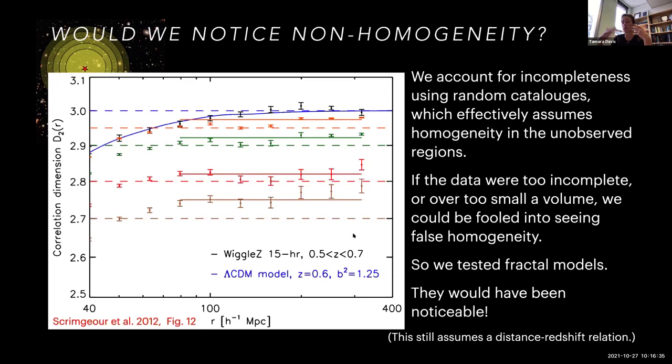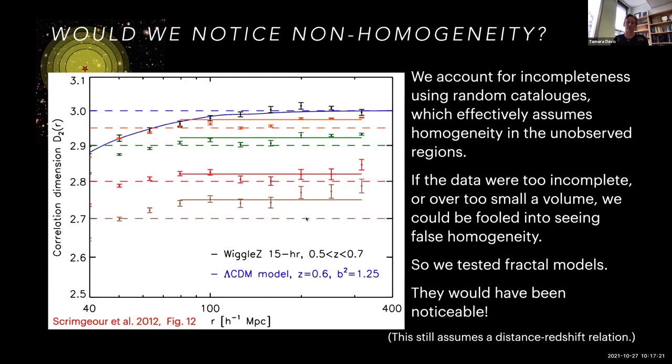So Morag did a bunch of simulations where we put fractal models in, put the same selection function on as our WiggleZ galaxies, and tested what correlation dimension we would recover. She made fractal models with different input correlation dimensions, where those are the horizontal dashed lines here, and the recovered ones are what you get here. So you can see that, as expected, as you get close to the scale of the survey, these tend to overestimate the correlation dimension, but they don't come particularly close to getting the correlation dimension of 3.